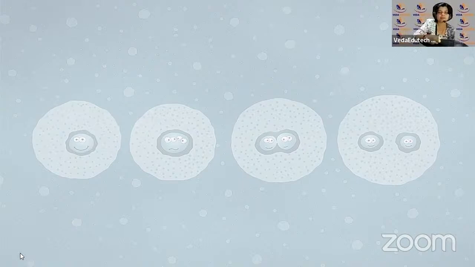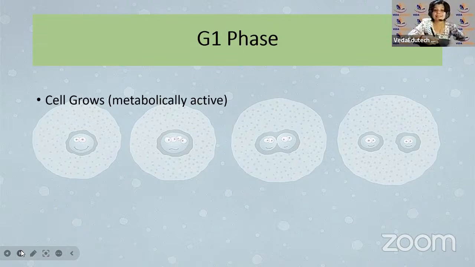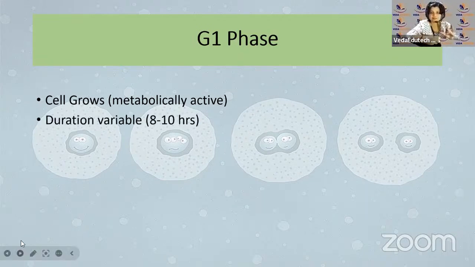G1 phase. G1 is the first phase of interphase. Now, whenever a cell has decided to make babies, it has to enter G1 phase, right? The cell here grows a lot, which means that the cell is metabolically active. Also, this is the phase which is most variable in duration. A cell can take anywhere between 6 to 12 hours in G1 phase. Why is the duration so variable? There's a very good reason for that.